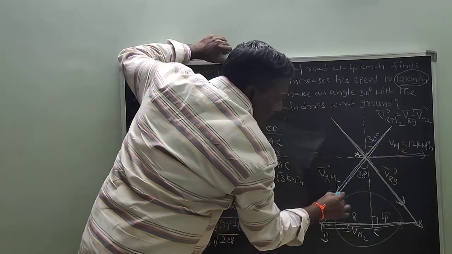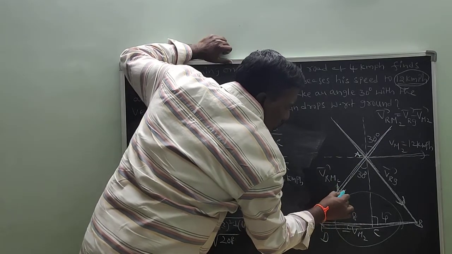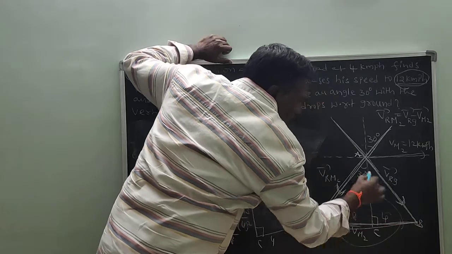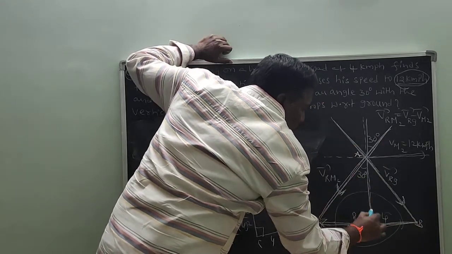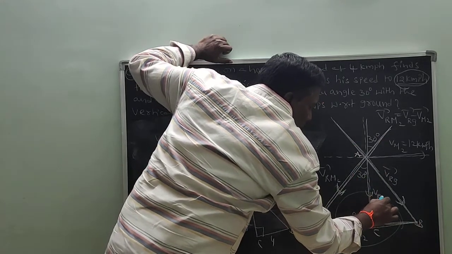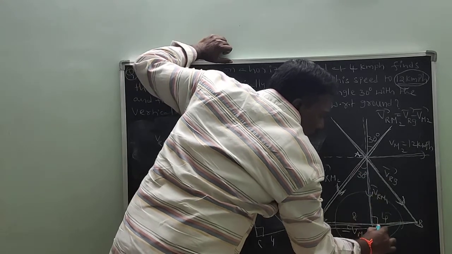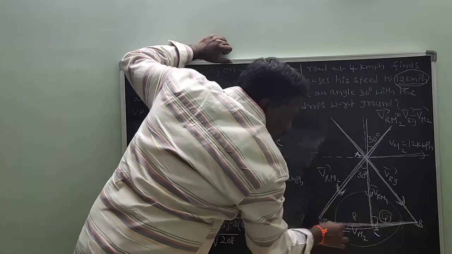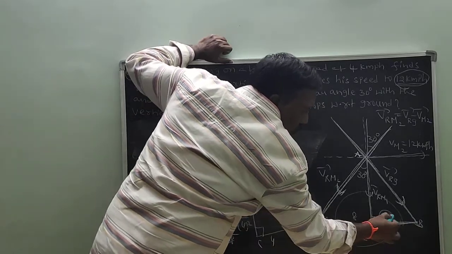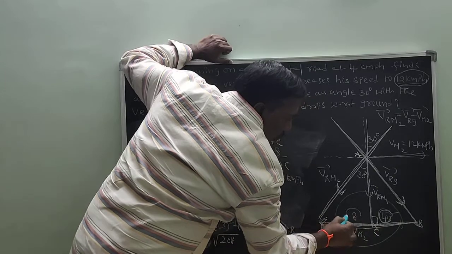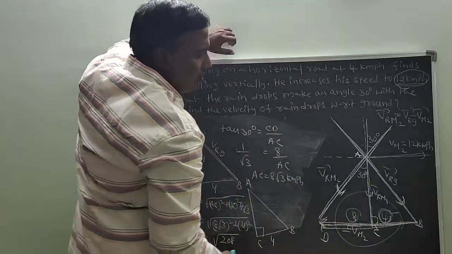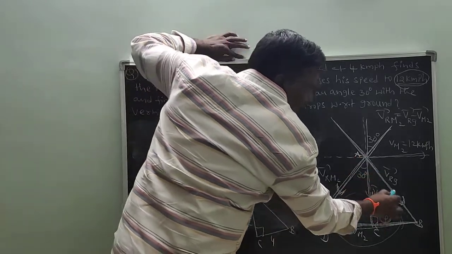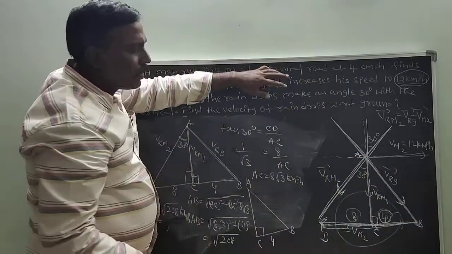In the second case, velocity of rain with respect to man. Initially, velocity of man with respect to ground is 4. Velocity of rain with respect to man is VRM1 in the initial case. For this triangle, this velocity of man is 4. Final velocity for man is 12. So this part is 4, this part is 8. So this is VRM1. This is VRM2. This is the actual velocity of rain with respect to ground.